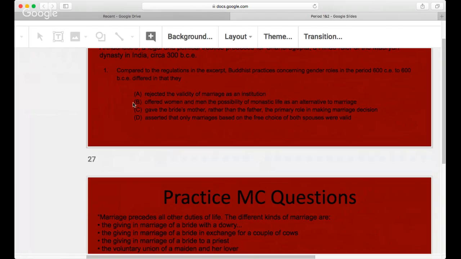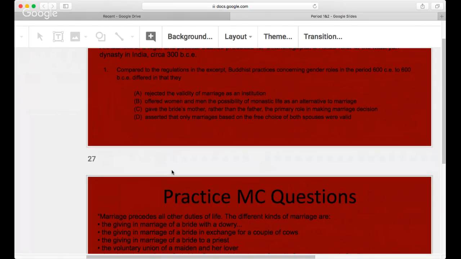Yep, B is the correct answer, because in Buddhism, I know that they had monasteries and monks could go there. Also, if I wasn't sure what monastic life meant, I could still get rid of A, C, and D and just by process of elimination, go with B. And let me double check. Yes, B is our correct answer.